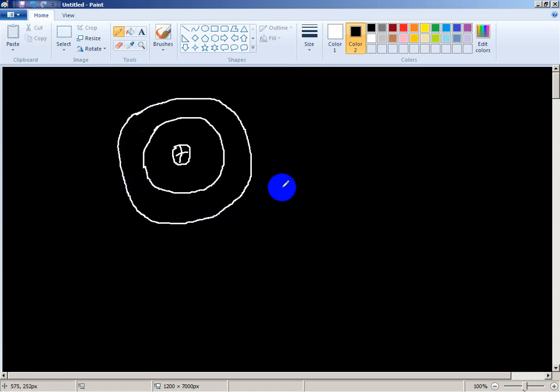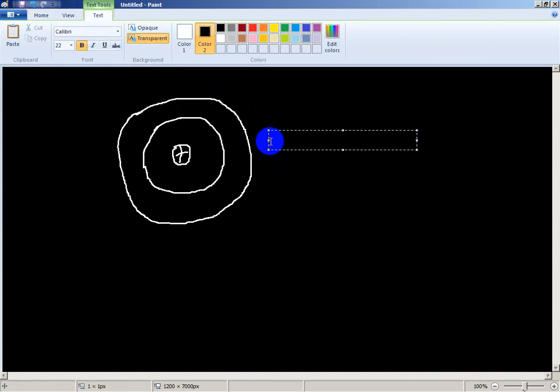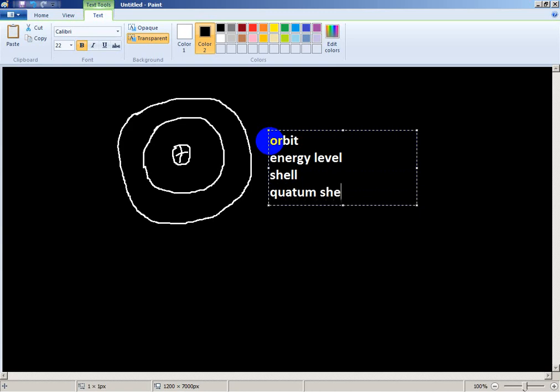This route is called... what is it called? This is called an orbit. Do you know this? Orbit, or energy level, or shell, or quantum shell. Orbit, energy level, and shell are all the same.